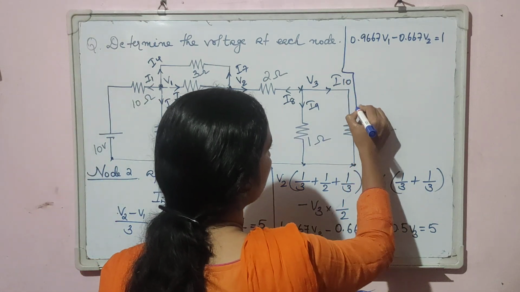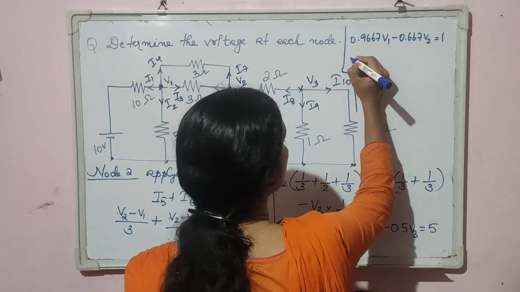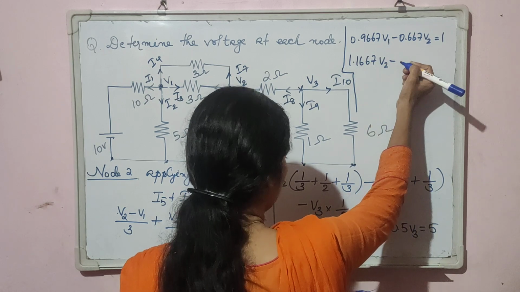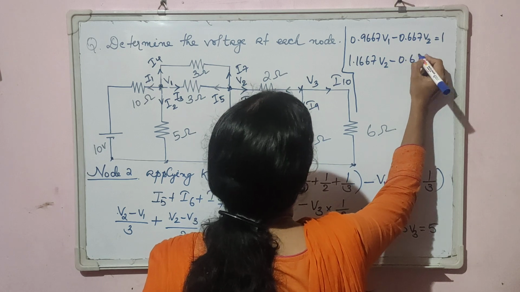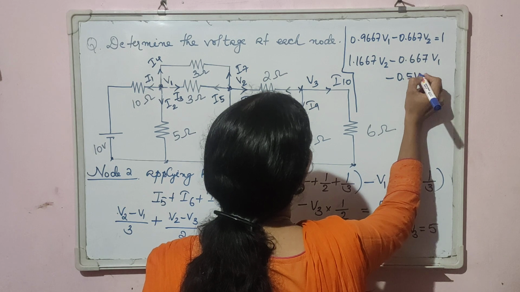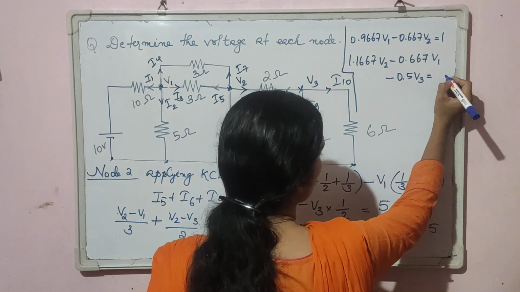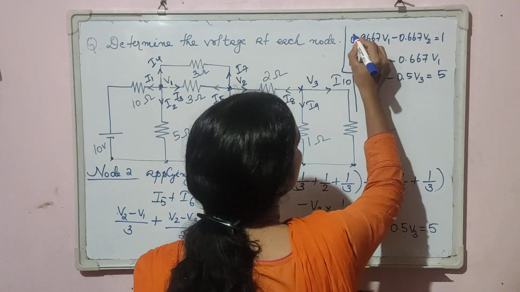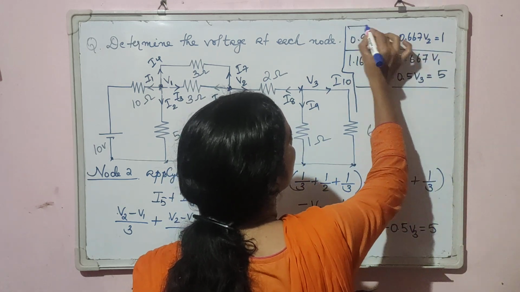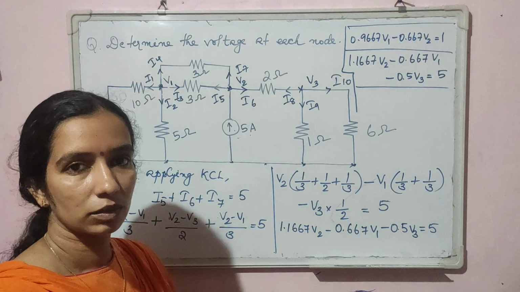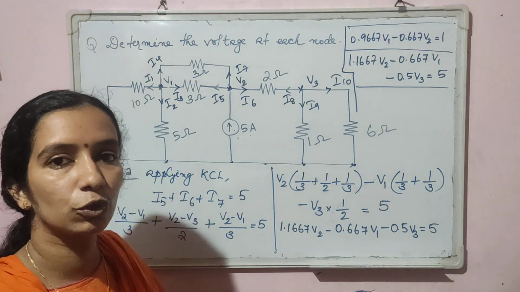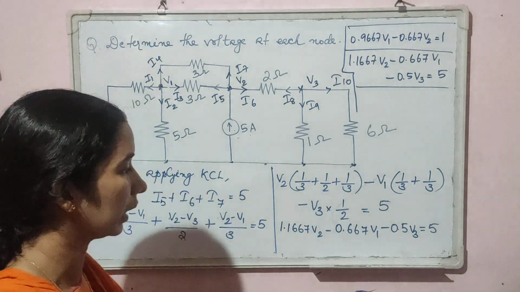So let us note it down here. Equation number 2 is 1.1667 V2 minus 0.667 V1 minus 0.5 V3 is equal to 5. So this is equation number 1 and this is equation number 2. So we have got the equation for both node 1 and node 2. Now let us move on to node 3.